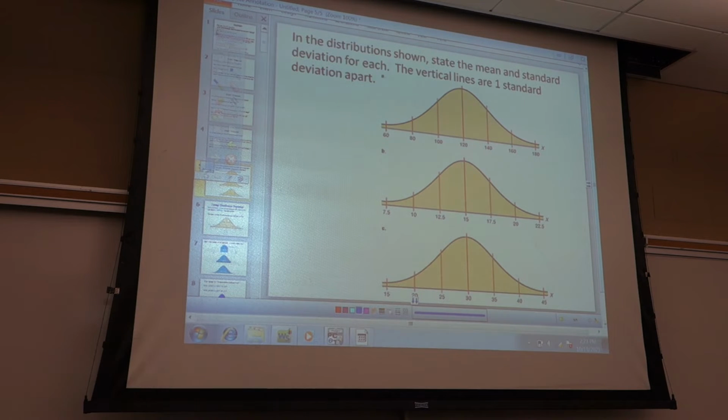Yep, Hendry? This one up here? Is it 120? Yes, 120. So the mean is 120, right? That's the mean, it's always in the center.